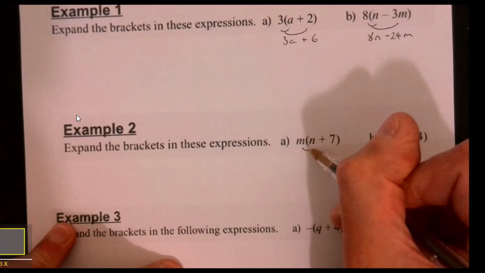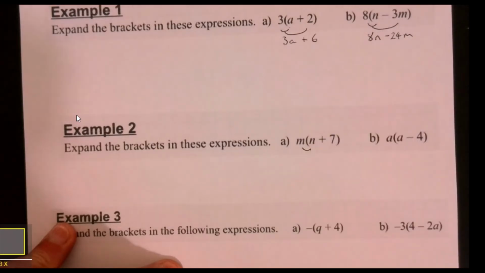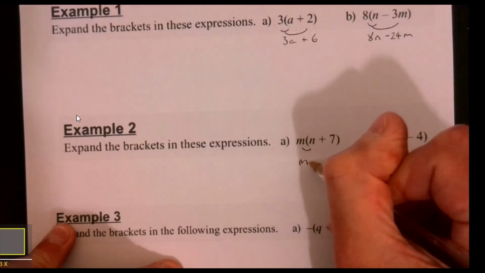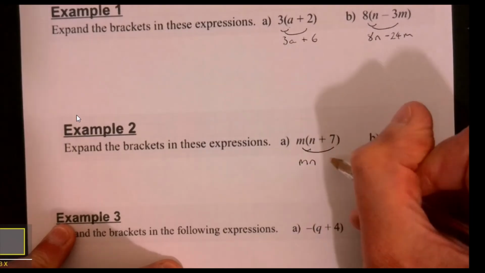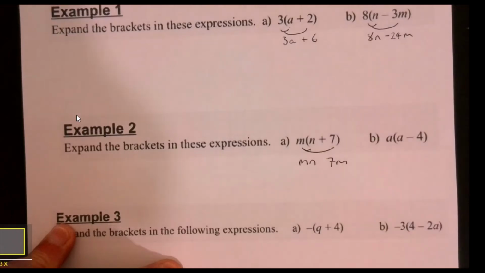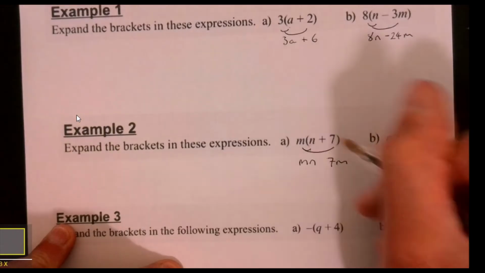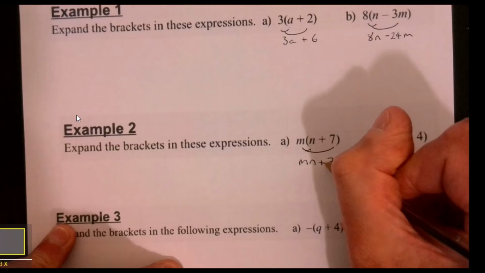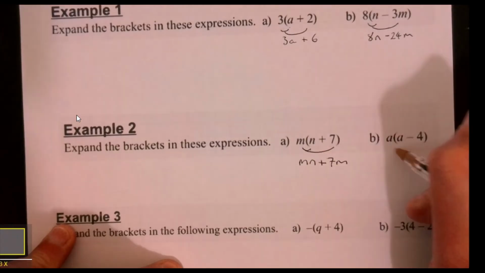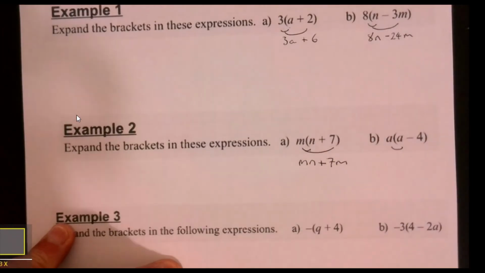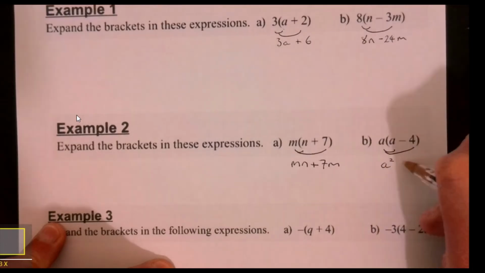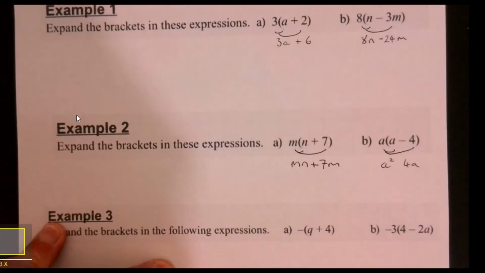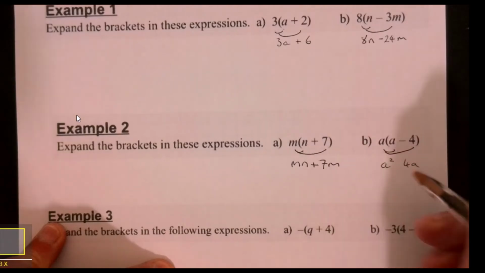Right, it looks complicated again. Actually, this is easier because there's m times n, n. M times 7. We tend to write the number first, otherwise it sounds like a spaceship. And it's a plus, because that was a plus. Here, a times a, that's a squared. And then a times 4 is 4a. And there's a negative in there.